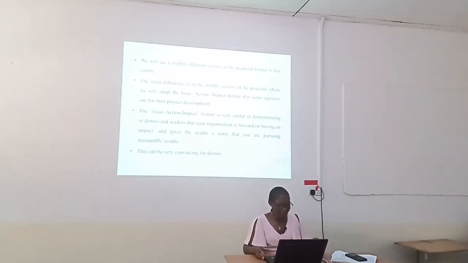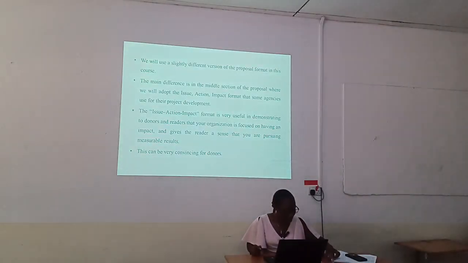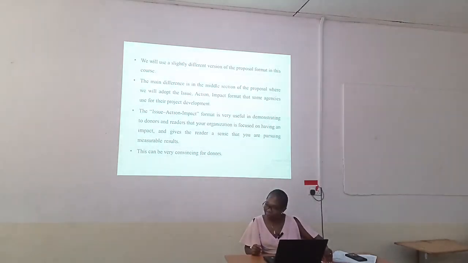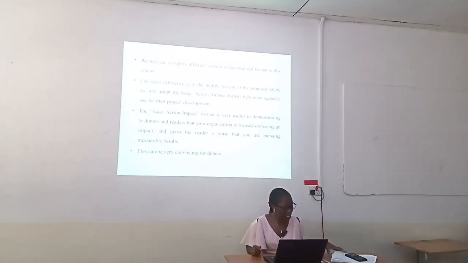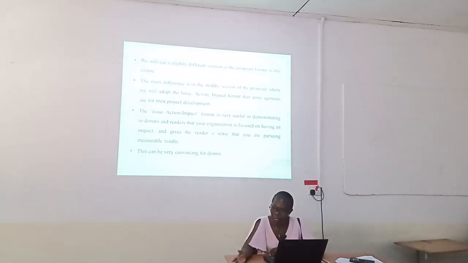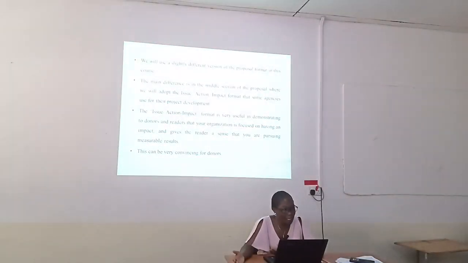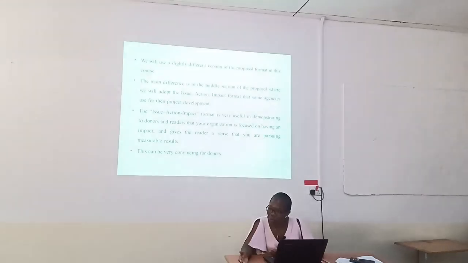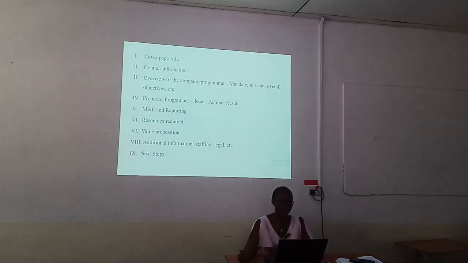If you say maybe there is a 50% dropout rate in girls, maybe in primary or secondary school, they want to see the impact. If there is a 50% dropout rate, what activities are you going to do to reduce the dropout rate of girls, maybe in primary school? What impact, to what percentage are you going to reduce the dropout rate? So you need to convince them how you are going to bring the impact to the community.